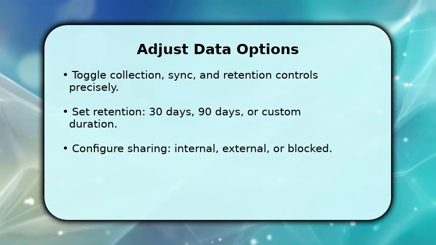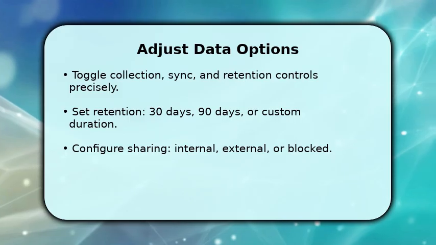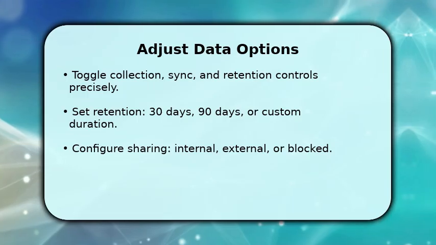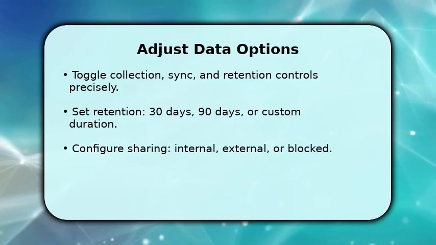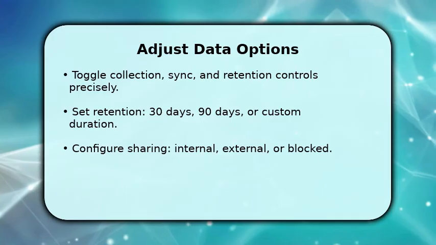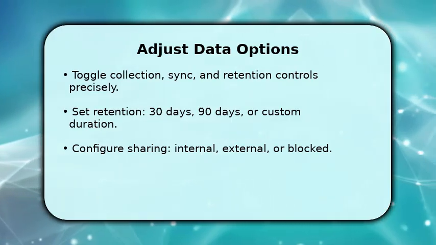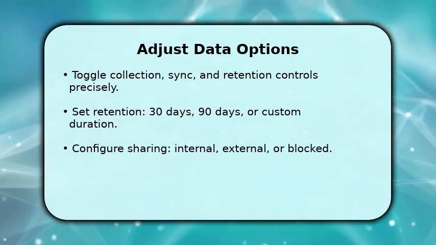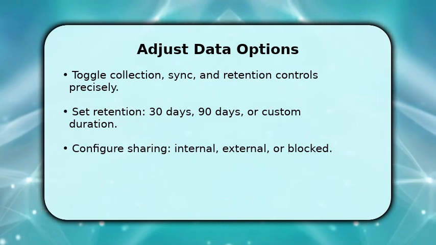You'll now change the concrete options, toggles for collection, sync, and automatic uploads. As you adjust, read each label. Collection controls affect incoming data while retention controls how long it's stored. Once you choose a retention period like 30 or 90 days or a custom span, apply it to the right scope, user or org. Then set sharing permissions, internal only, external partners, or blocked, and verify dependent features such as backups and analytics to avoid unintended data gaps or duplicate syncing.